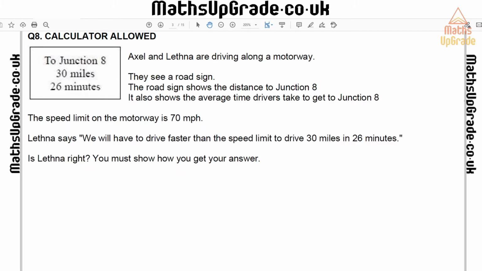Question 8. Axel and Lethna are driving along a motorway. They see that road sign there, which shows the distance to the next junction. It shows the average time drivers take to get to that junction. The speed limit on the motorway is 70 miles per hour. And Lethna says we're going to have to drive faster than the speed limit to drive 30 miles in 26 minutes. So is Lethna right? So it's a reasoning question, okay, but you've got to back it up with your maths.